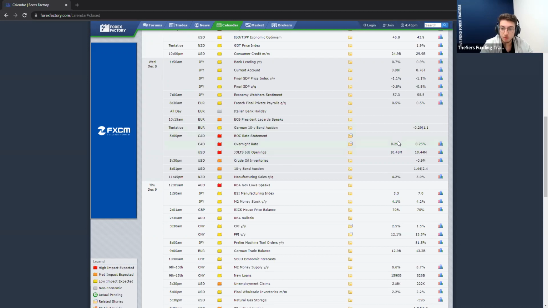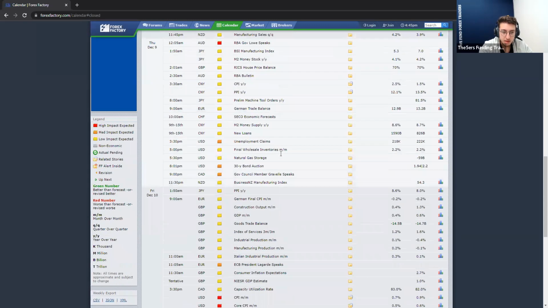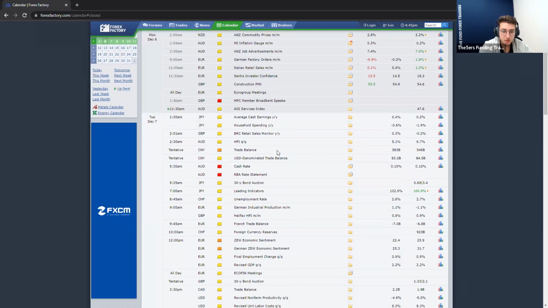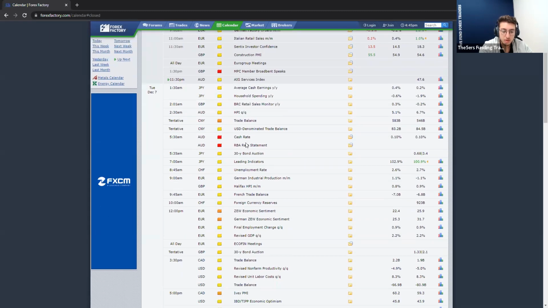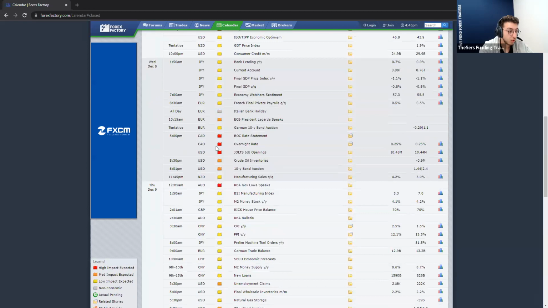Maybe the overnight rate will not move. You see that it's still 0.25%, but we know that even when the number didn't change, the market can be very volatile, and also with the oil inventories just 30 minutes after. I think that's it. So tomorrow we have the Aussie dollar with the cash rate, which can be interesting. Then we have Wednesday the CAD, so you should look at the CAD Wednesday, either on the rate statement or on the crude oil inventories.